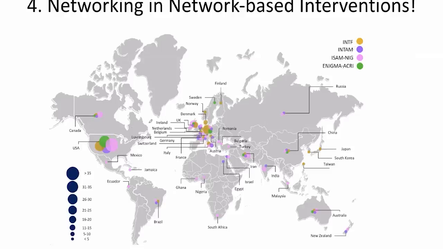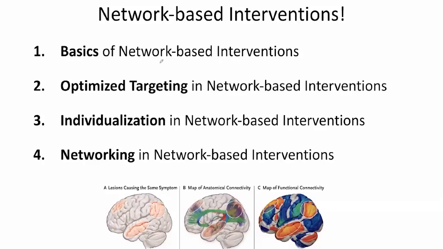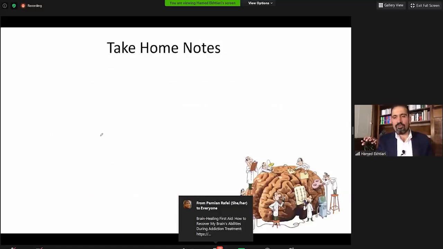And this is basically an overview of all the networks I talked about today: INTF, INTOM, ISAM, NIC, and IGMACRI. These are the different networks that have people contributing to them, and we have colleagues from South Africa that are involved as well. So I'm hopeful that people would be interested in joining these networks and collaborating on what we discussed today about the basics of neuroscience-informed network-based interventions, how we can do optimized targeting, and individualization. So these are the topics that we discussed today, and just a few take-home notes.